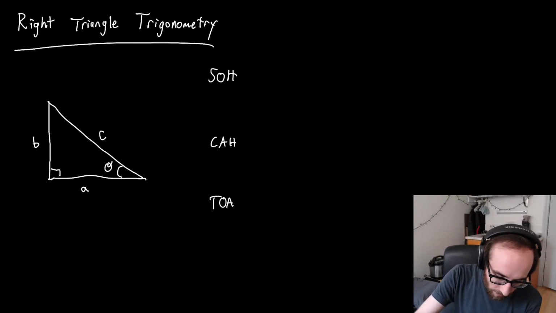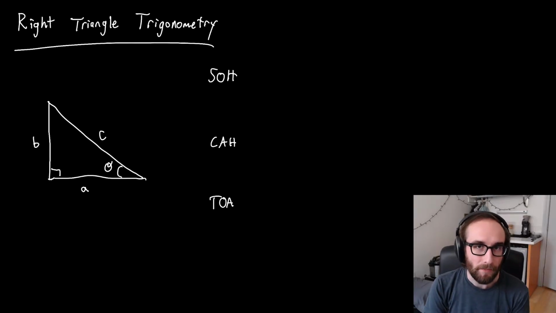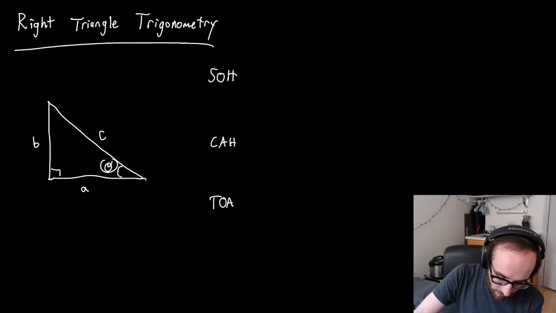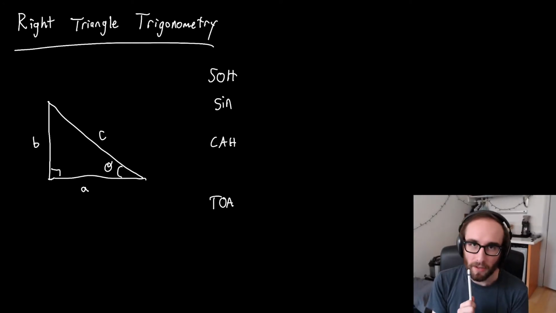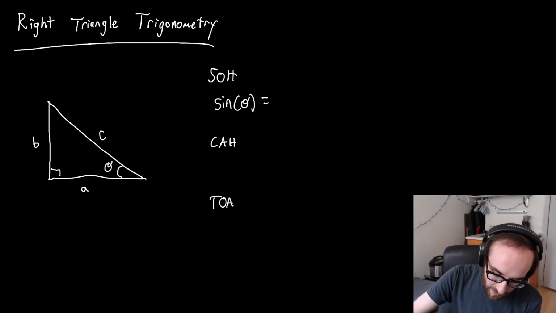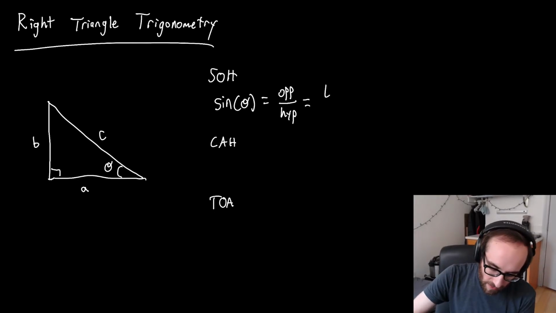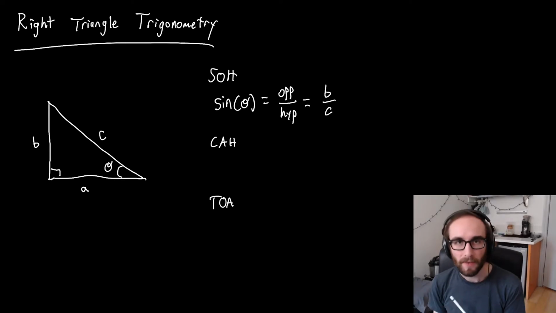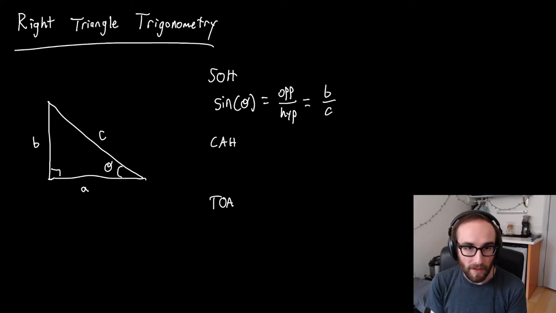So on the left here, we have a right triangle with sides A, B, and C, and we have an angle theta right there. And we learned in geometry that we can write these trigonometric ratios where sine of theta is equal to the opposite side over the hypotenuse, which in this case is going to be B over C. So if we have values for B and C, we can find sine of theta by just taking B divided by C.